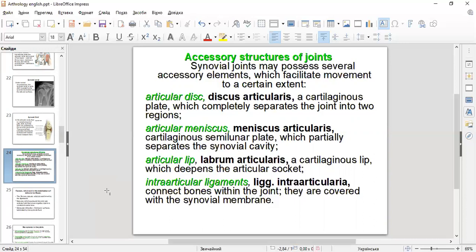Articular lip, labrum articularis, cartilaginous lip, which deepens the articular socket. Intra-articular ligaments, ligamenta intraarticularia, connect bones within the joint. They are covered with a synovial membrane.